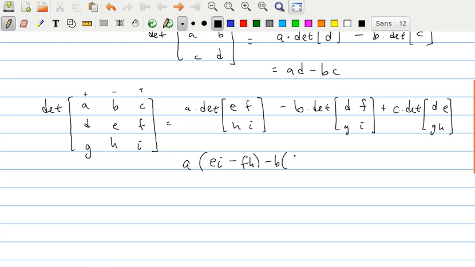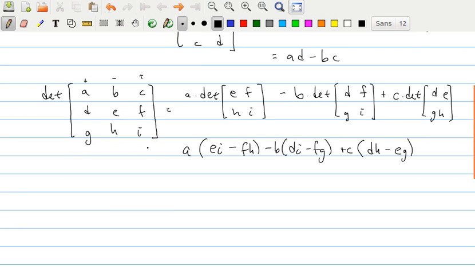This 2 by 2 is DI minus FG. And then this 2 by 2 is DH minus EG. So that would be, once you distribute this all through, we're going to have 6 terms in here, and that gives us the determinant of this 3 by 3 matrix.